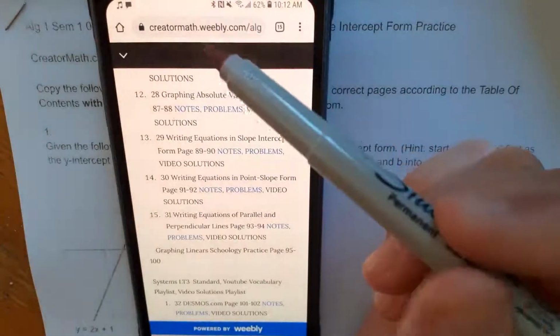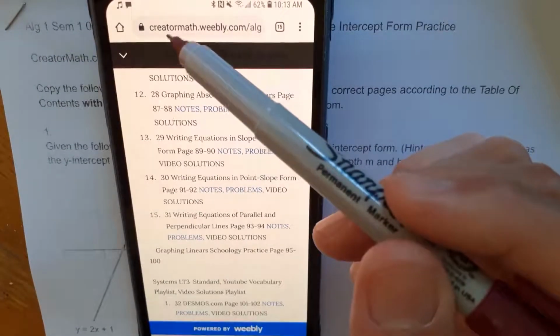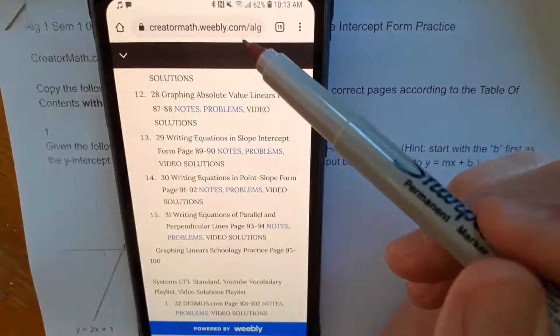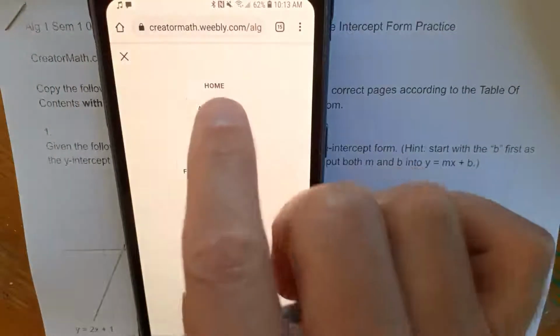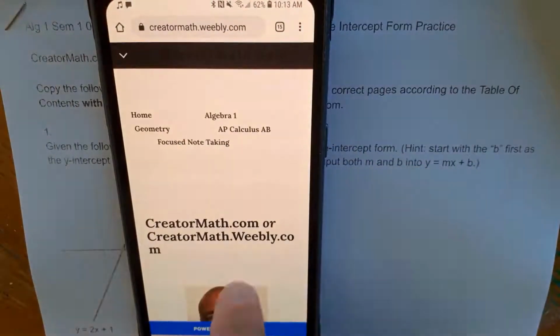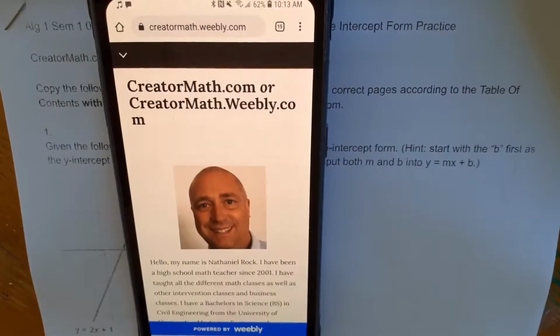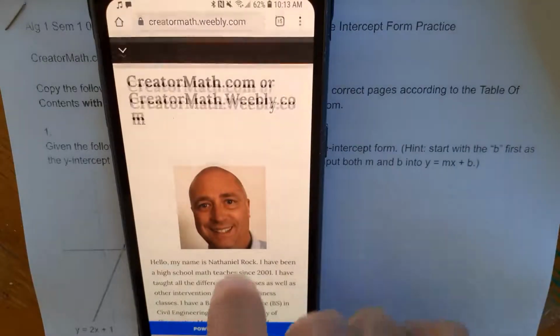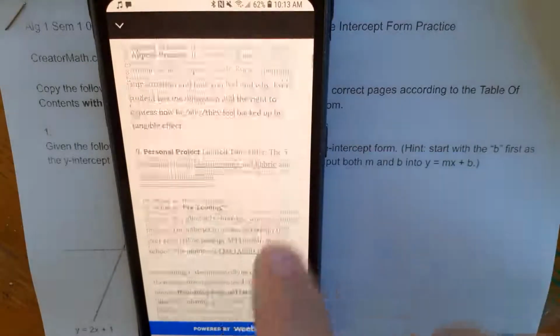As noticed by the delay it takes me to get there, right? So this is the website named creatormath.weebly.com. Type that into Google. You should be able to get to this home page, hopefully. Right here it is. Any questions on your composition book are on this home page. So scroll down until you see the words composition book.